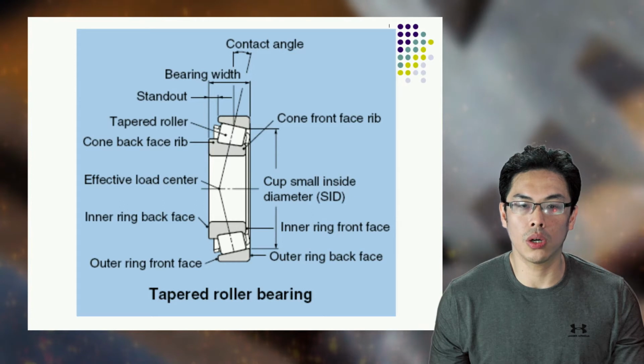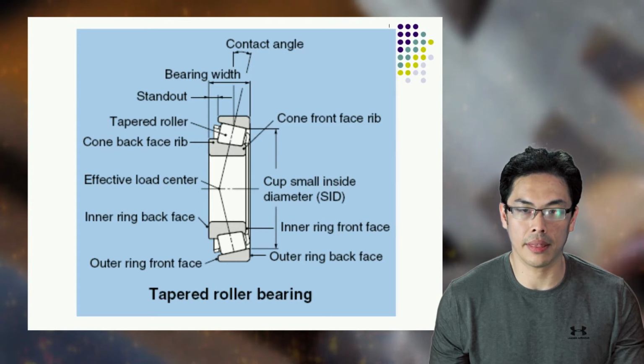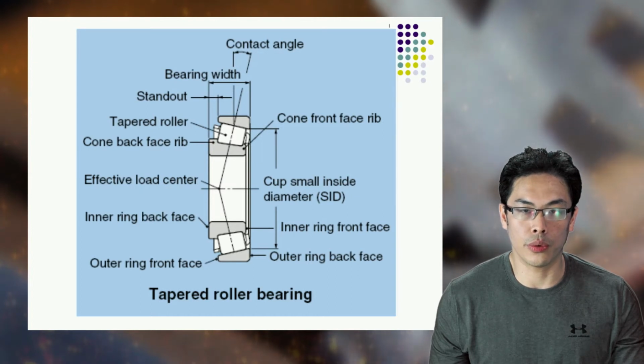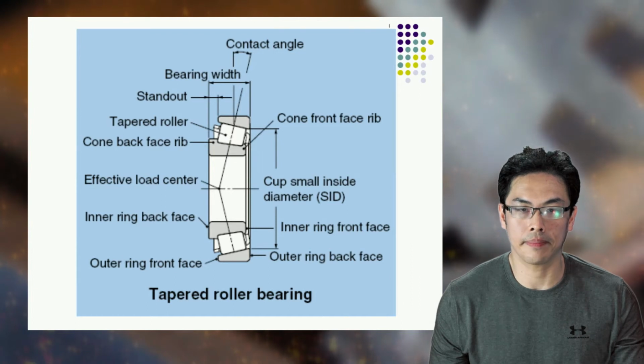This conical geometry creates a linear contact path, which permits greater loads to be carried than with spherical bearings, which have point contact.